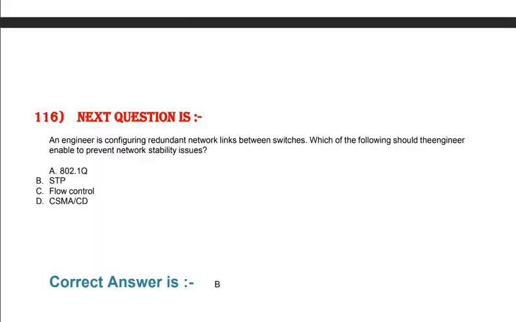Our question is, an engineer is configuring redundant network links between switches. Which of the following should the engineer enable to prevent network stability issues? Option A, 802.1Q. Option B, STP. Option C, flow control. Option D, CSMA/CD. Correct answer is option B.